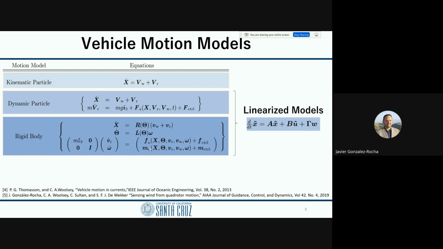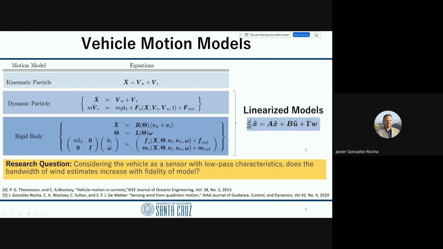When I started considering these models for estimating wind velocity, I was interested in using them for the hovering condition. The dynamic particle and the rigid body models are highly nonlinear, so I linearized the dynamics about the hovering condition. We obtained a model in this general form: the time derivative of the state vector is equal to the unforced dynamics, plus the control dynamics or the input, and then here gamma W is the wind disturbance.